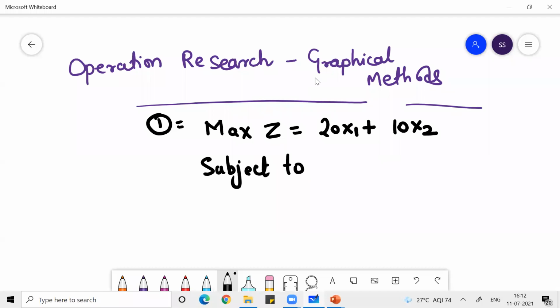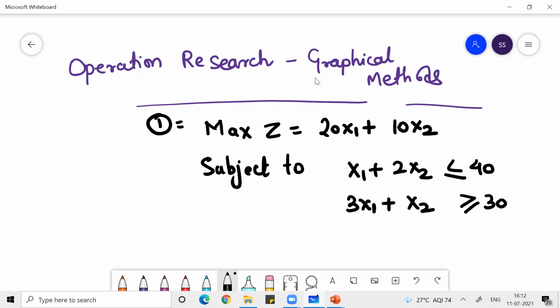Subject to the conditions given to you: x1 plus 2x2 is less than or equal to 40. This is your first constraint. The second constraint is 3x1 plus x2 that should be greater than or equal to 30.